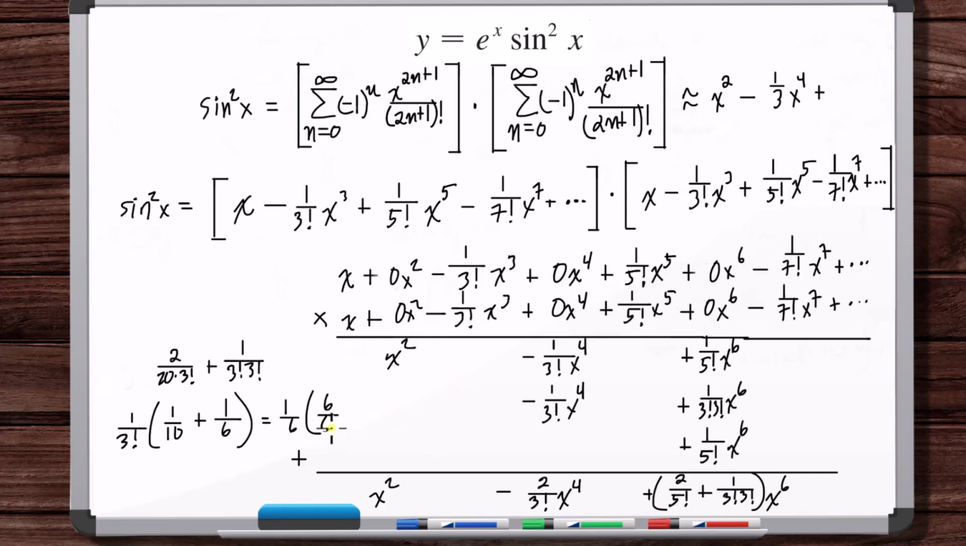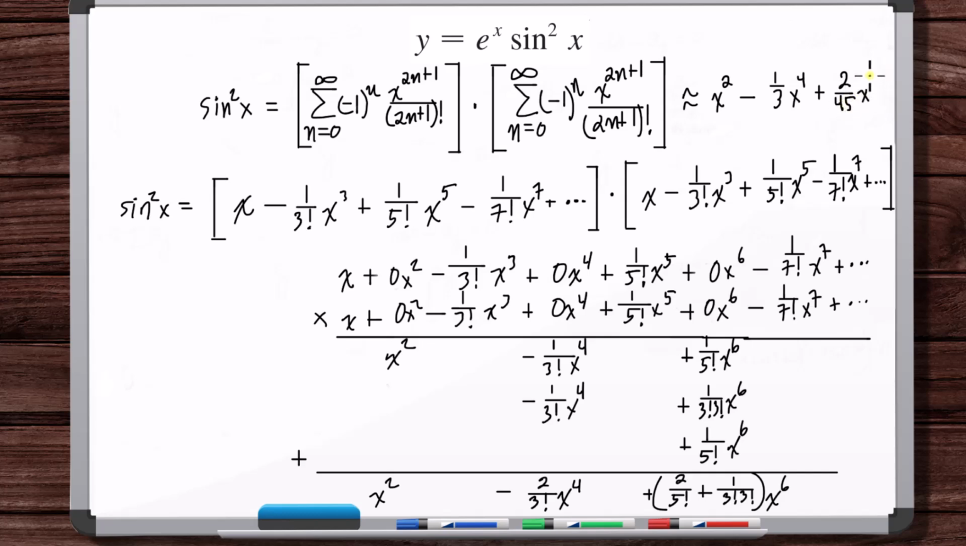So 6 over 60 plus 10 over 60 is 16 over 60. 6 divided by 2 is 3. 8. 8 divided by 2 is 4. 6 divided by 2 is 30. Okay, so that's 2 over 45. Okay. 2 over 45 x to the 6th. Okay.